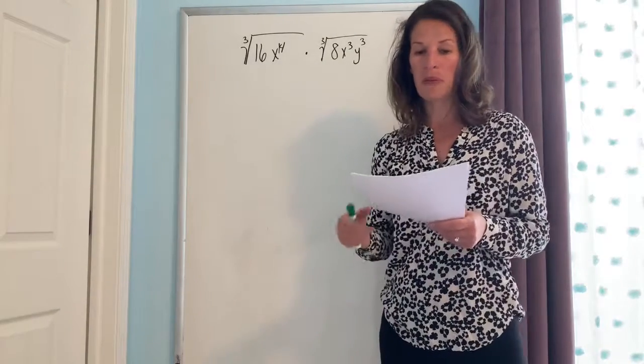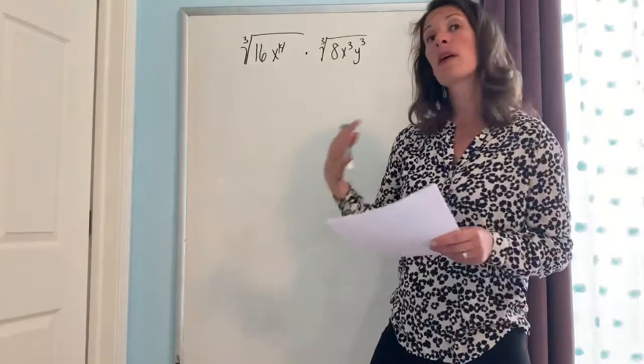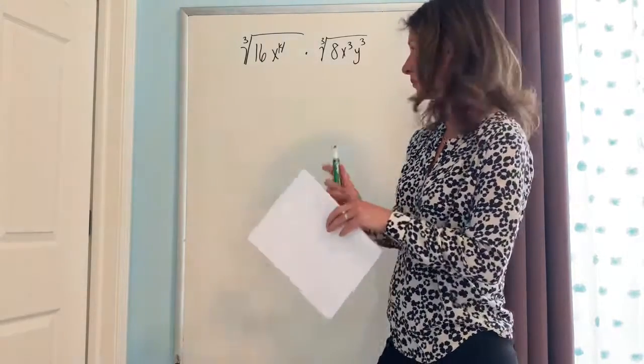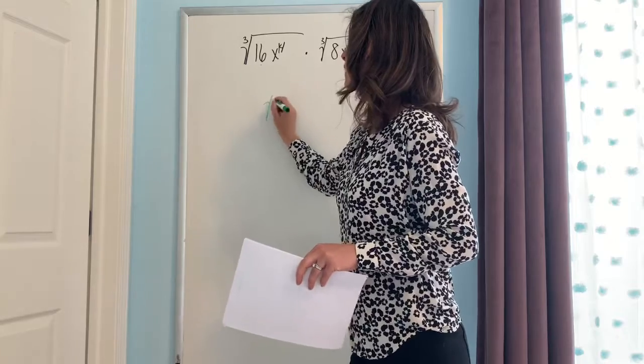Let's look at number 3. So again, we are multiplying. So we're going to multiply 16 times 8 is 128.